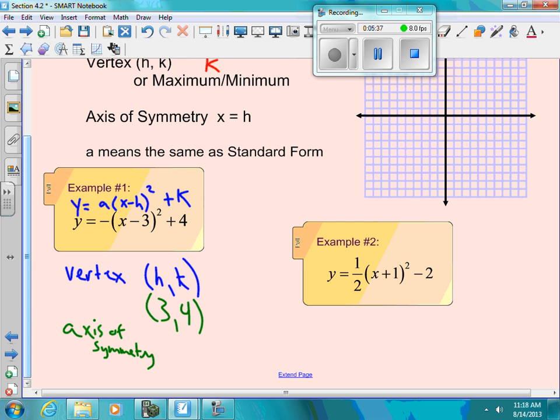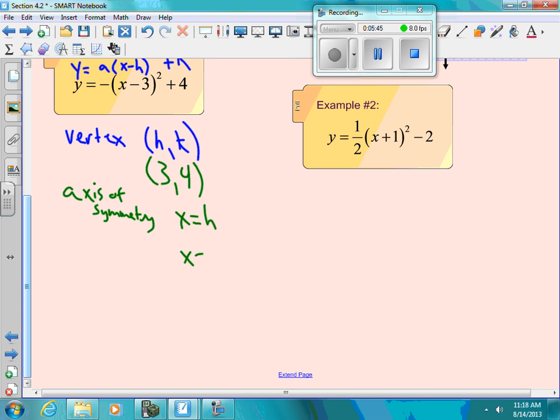Well, the equation for axis of symmetry is x equals h. Our h is still 3, so our axis of symmetry is x equals 3. So the cool thing with vertex form is h and k are right there for you. All you got to do is pick them out. Okay? So that's the vertex, that's the axis of symmetry.